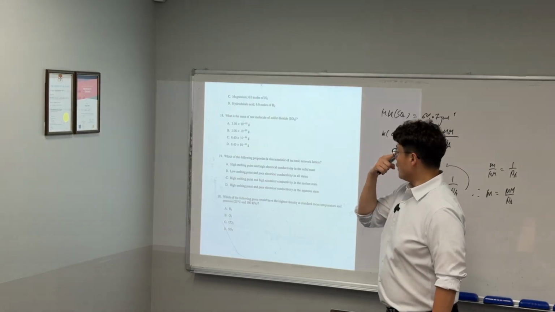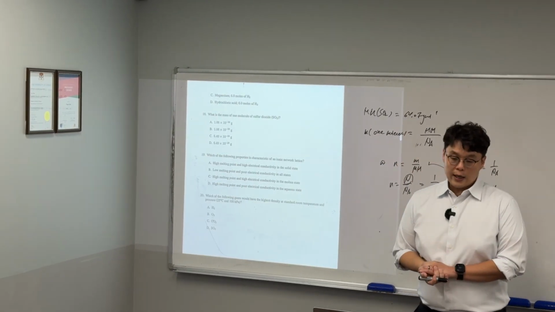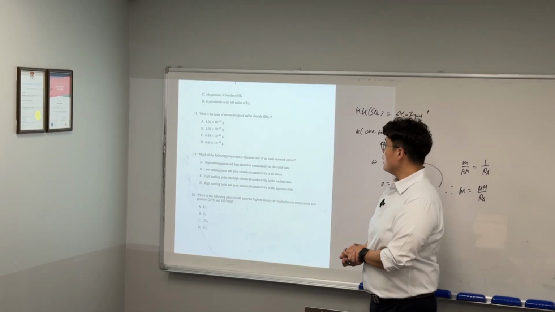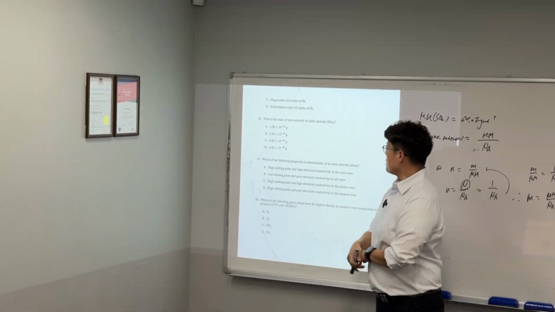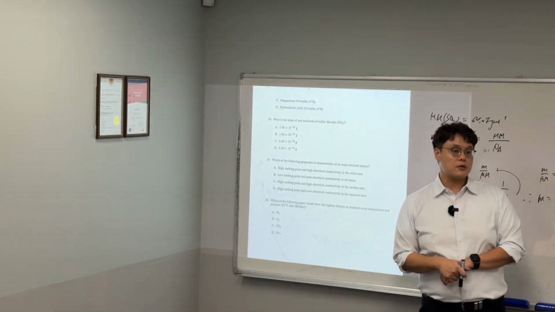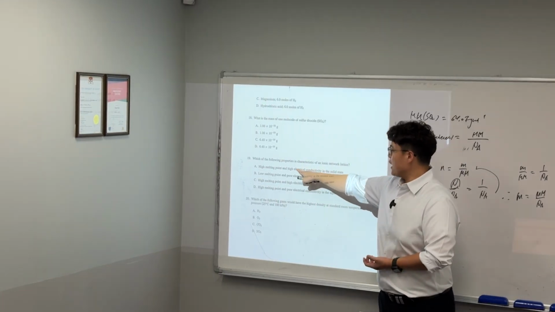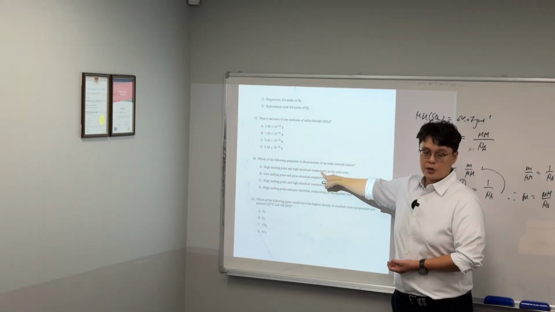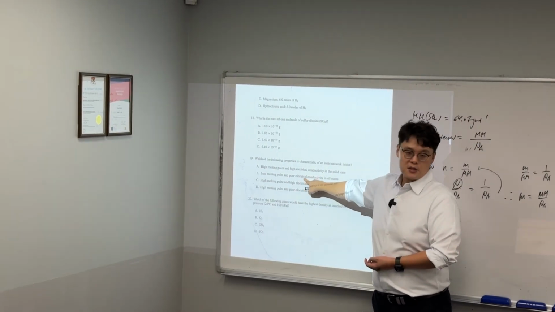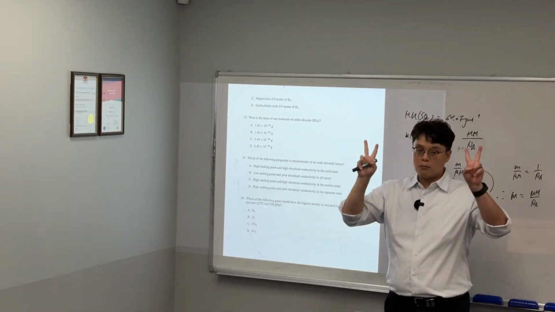19. Which of the following properties is characteristic of ionic networks? Ionic lattice structures, network structures. Starting with A, high melting point and high electric conductivity. No, because an ionic compound does not have free electrons available. So, yes for the high melting point, no for the electric conductivity. B, low melting point, no. As you can tell, B is out. C, high melting point, high electric conductivity in molten form.